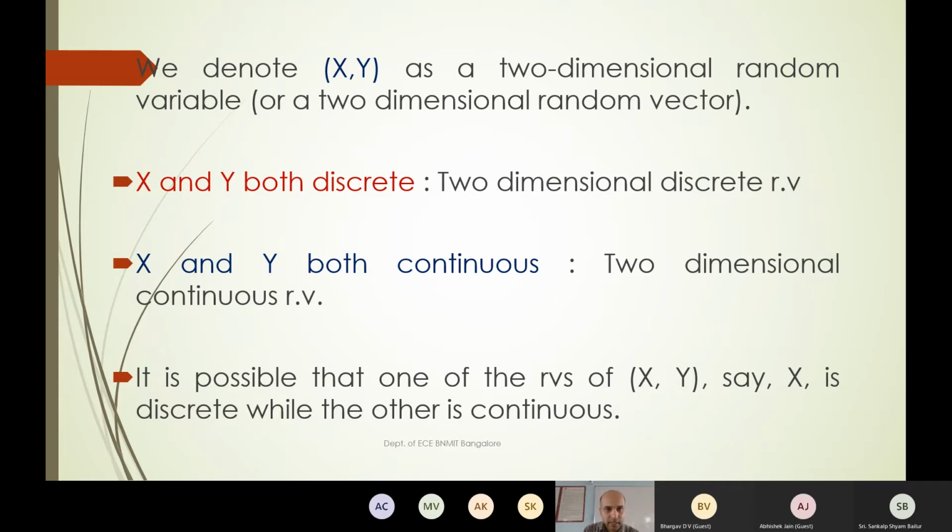And we denote X comma Y as a two-dimensional random variable. Please note that this is going to be the notation, X comma Y. In the first chapter, you would have just said X or you would have said Y. Now, since we are talking about the joint behavior, I'm looking at X comma Y.